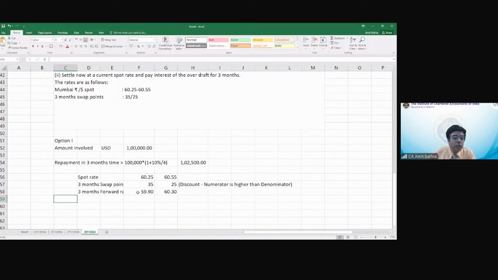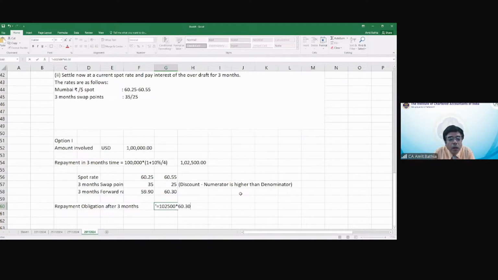Bid rate is the rate at which you sell. 60.30 is the rate at which you buy. Am I right? Here, I have an importer. Importer is in need of money. So what is going to be my repayment obligation 3 months down the line? After 3 months, I would need how much money? I would need 102,500 multiplied by 60.30.